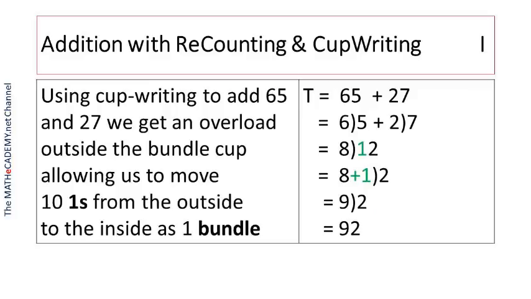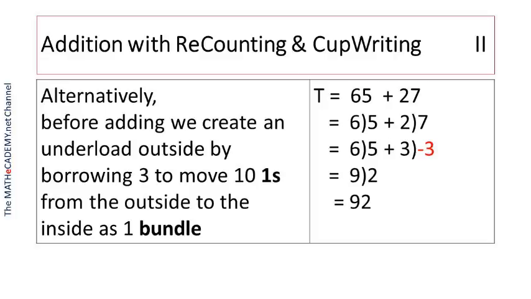To add, we use recounting and cup writing. Using cup writing to add 27 to 65, we get 8 inside and 12 outside the bundle cup. To remove the outside overload, we move 10 ones from the outside to the inside as one bundle. So the result is 9 inside, and 2 outside, or 92.